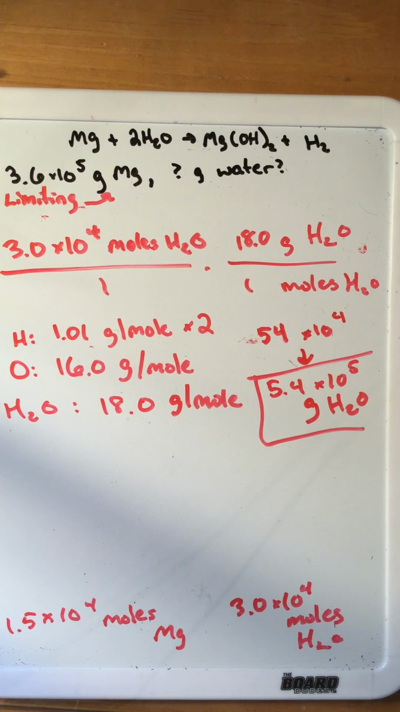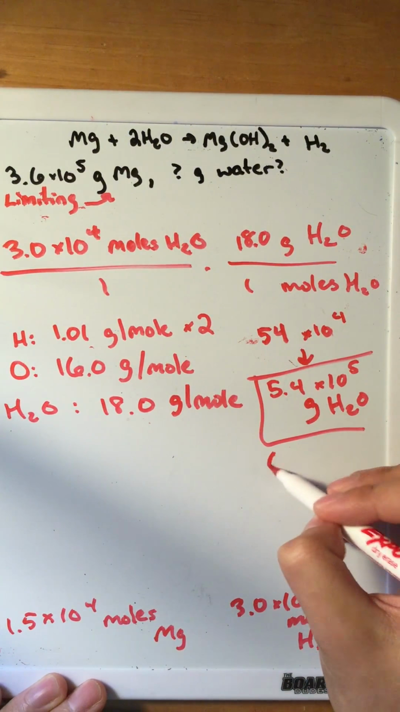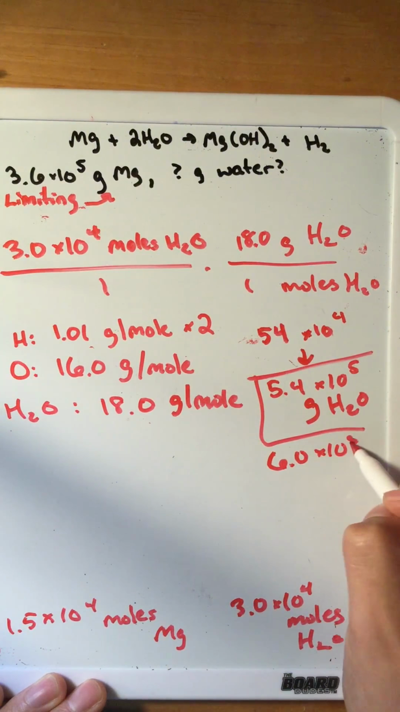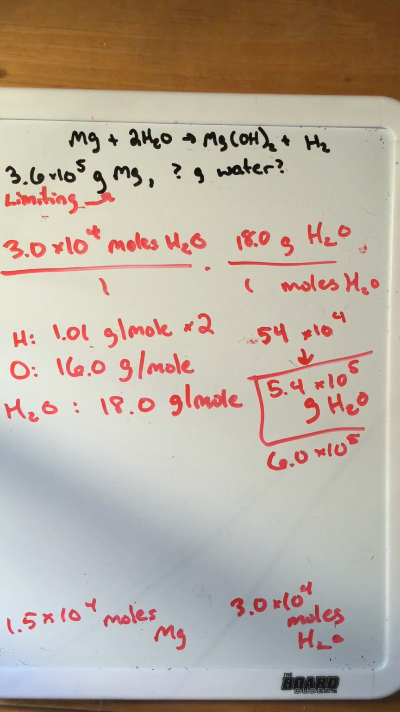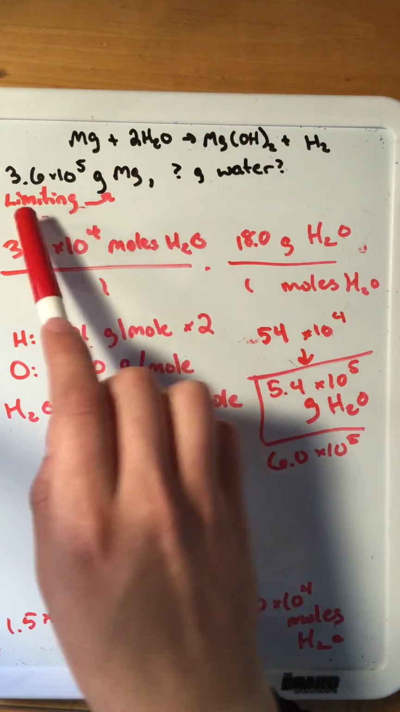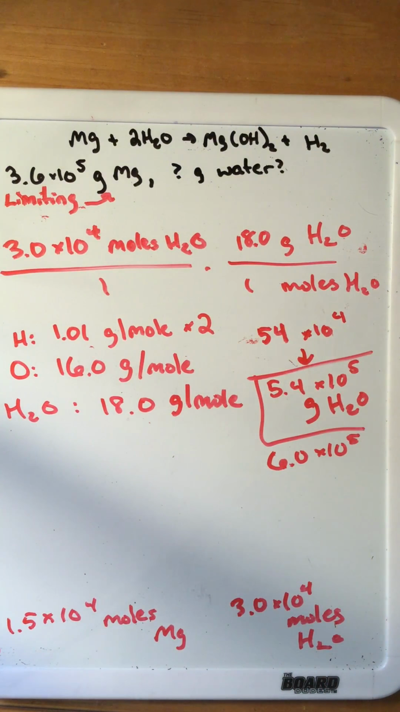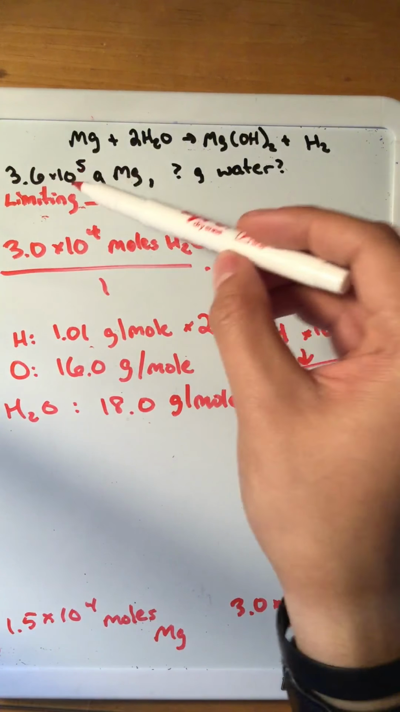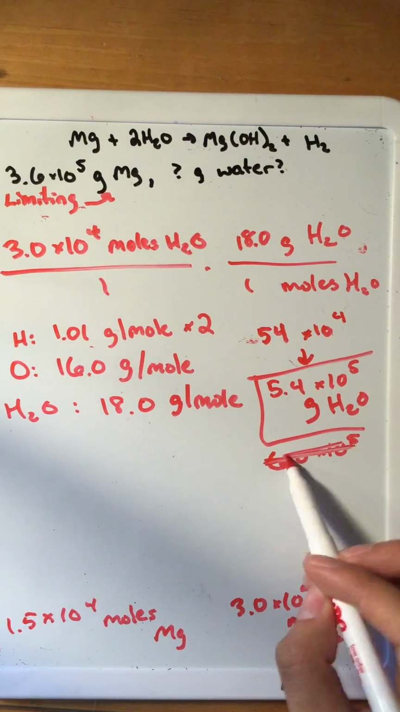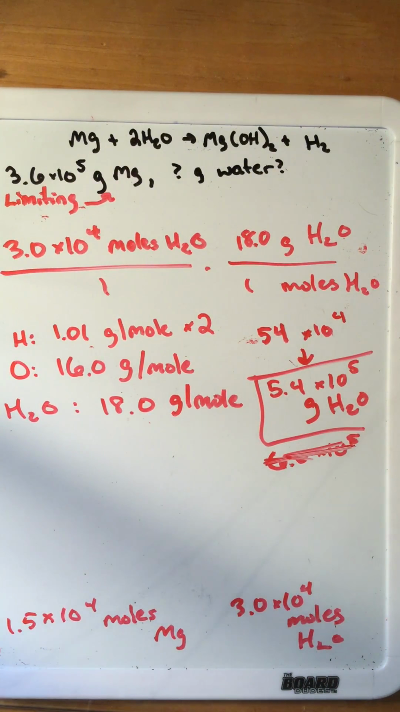Now, if we're talking about limiting reactants here, since that's kind of the point of this problem, if we had more H2O, say we had like 6.0 times 10 to the fifth grams of H2O, we wouldn't get any more of our product because the amount of magnesium we have is what's limiting how much we can make. And so it doesn't matter how much water we added, we would get the same amount of our product. So we were just figuring out how much would react with the amount of magnesium we had. So that's kind of demonstrating the point of limiting reactants there. But that's how you do that problem.